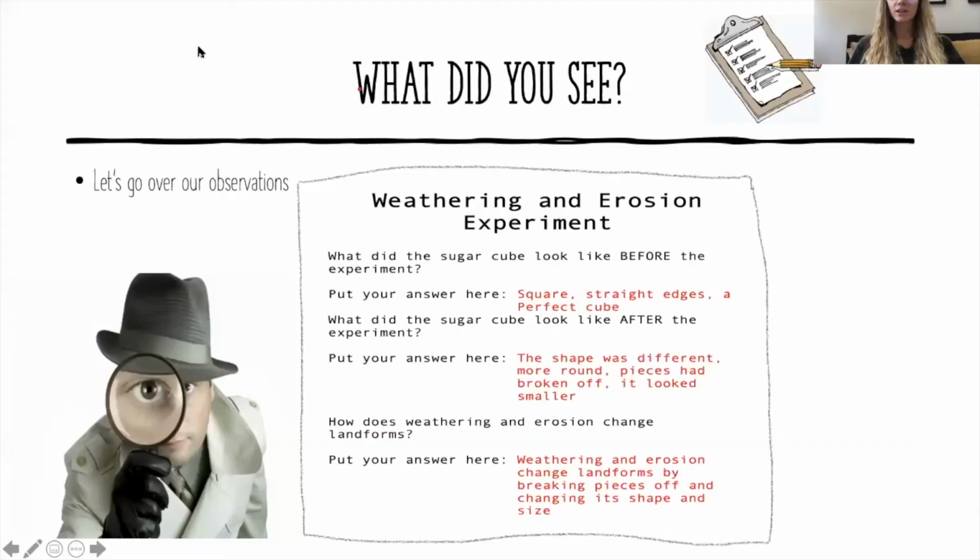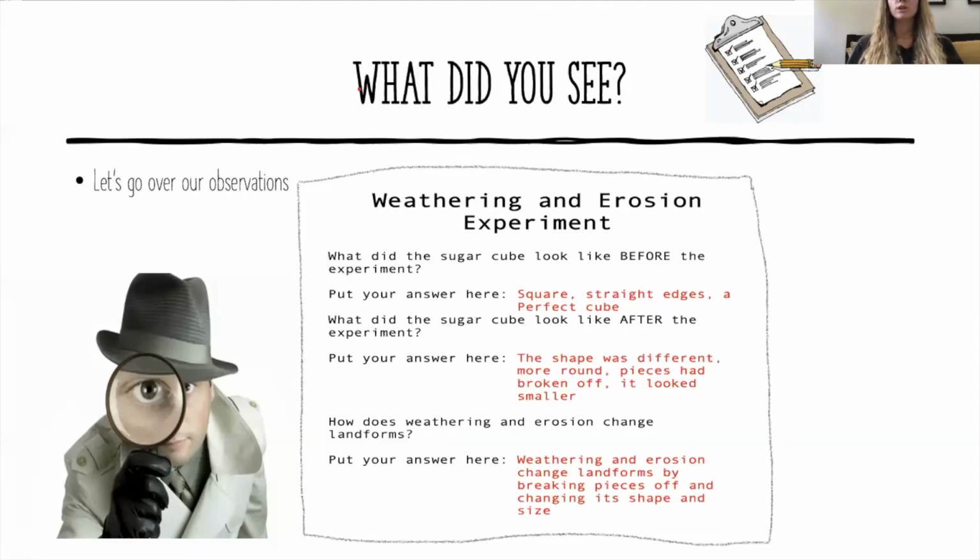Okay, so let's talk a little bit about what we saw during the experiment. As you were watching this video, I asked you to write down what you saw happening, and I wanted you to answer these questions. So let's go ahead and start with what you might have put. For the first question, what did the sugar cube look like before the experiment? Before the experiment, my observations were that the sugar cube was square, it had straight edges, sharp corners, and it overall looked like a perfect cube.